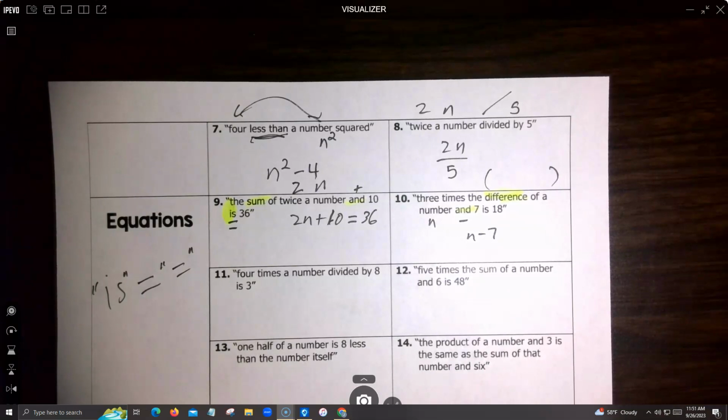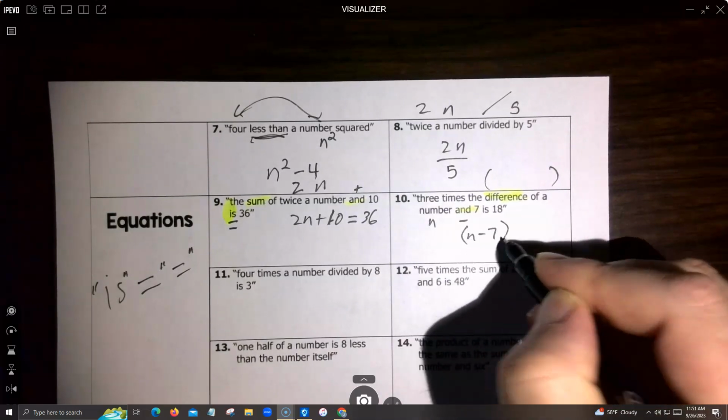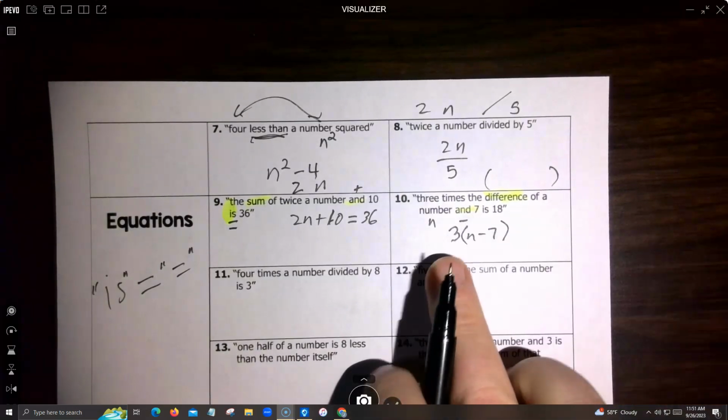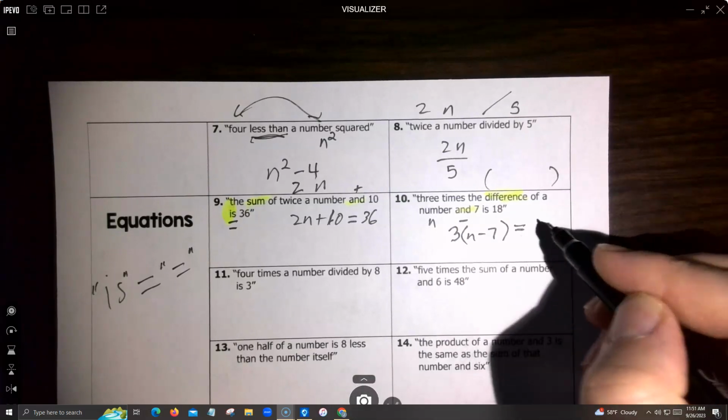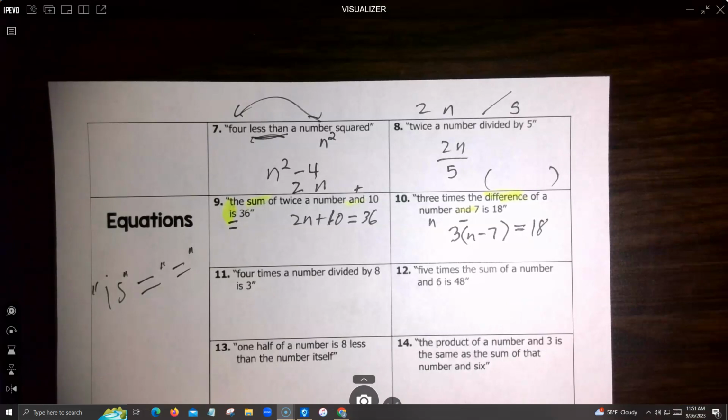3 times that means I'm going to put parentheses around it and put a 3 on the outside. 3 times the difference of a number and 7 is 18. And that's what that looks like.